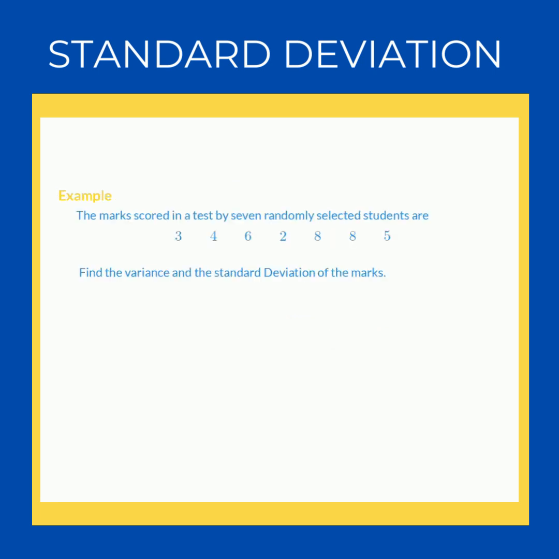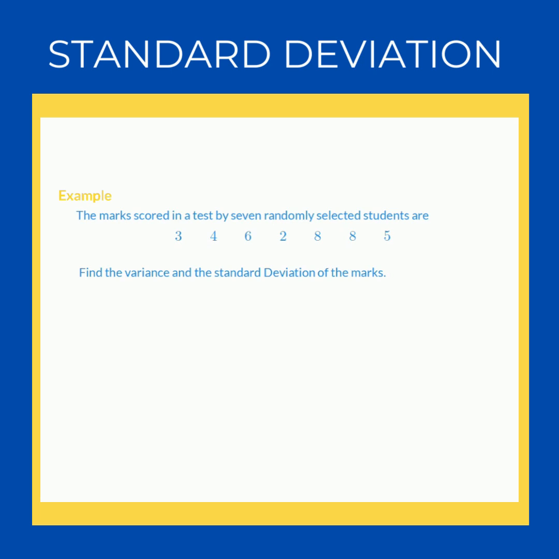In this example, the marks scored in a test by 7 randomly selected students are: the first mark is 3, the second mark is 4, the third one is 6, then we have 2, 8, 8, 5. So in total we have 7 marks. We need to find the variance and the standard deviation of the marks. So let's do a table.